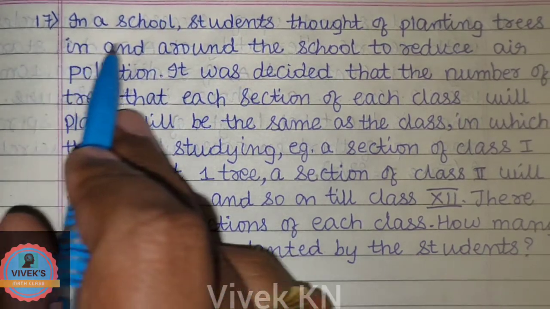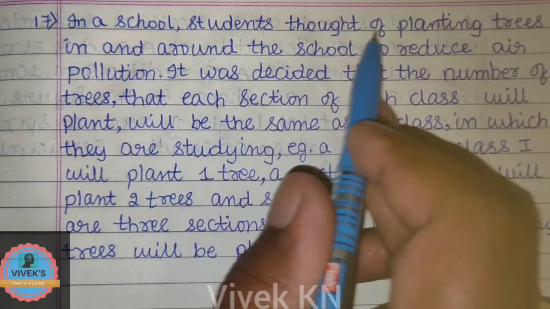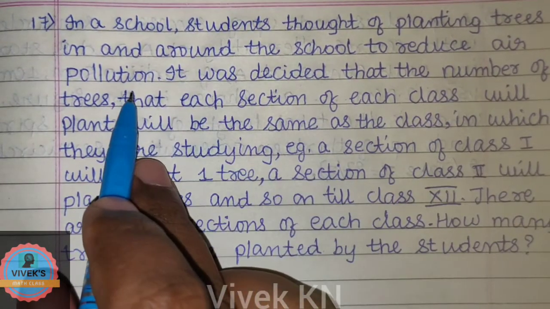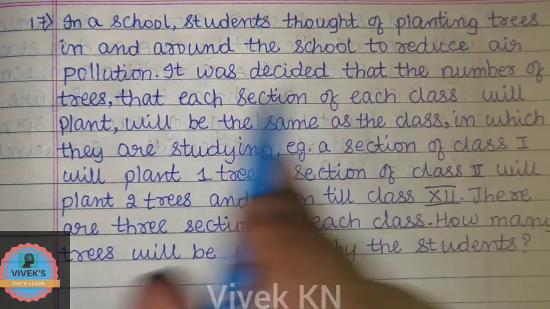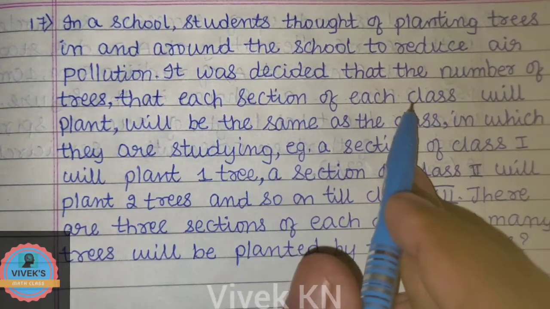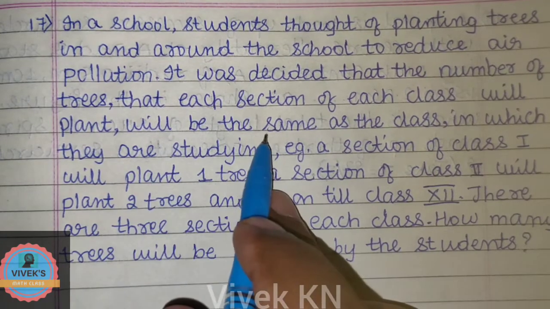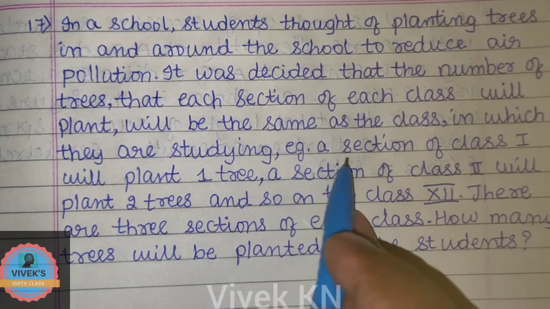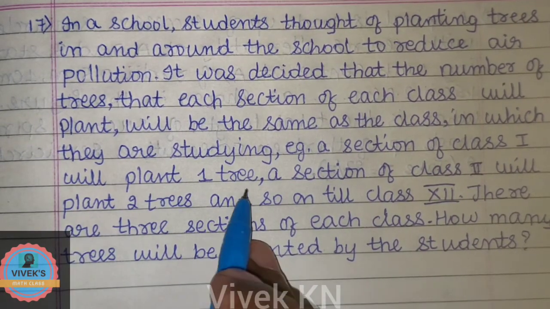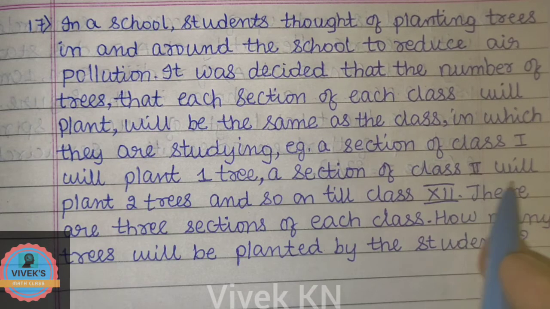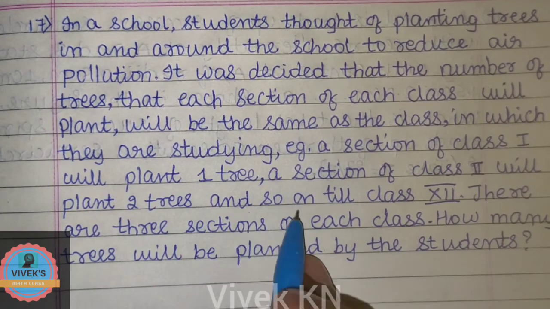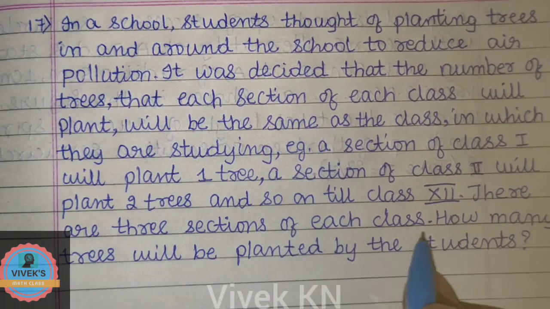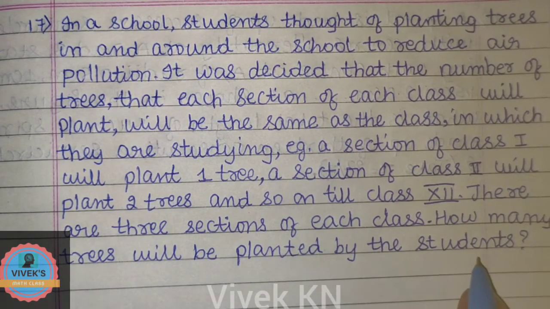Seventeenth question. In a school, students thought of planting trees in and around the school to reduce air pollution. It was decided that the number of trees that each section of each class will plant will be the same as the class in which they are studying. Example, a section of class 1 will plant 1 tree, a section of class 2 will plant 2 trees, and so on till class 12. There are 3 sections of each class. How many trees will be planted by the students?